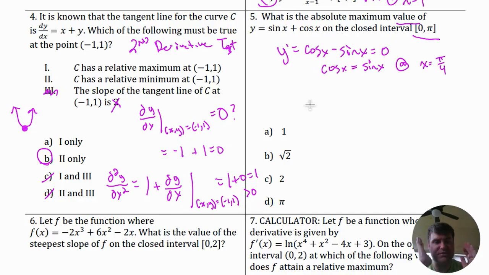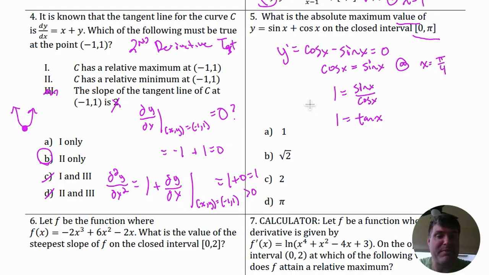If you're like, wait, I still didn't get that, here's another way for you. If you divide both sides by cosine, you're going to get 1 equals sine over cosine, which is also tangent. So when does tangent equal 1? At pi over 4, not at 3 pi over 4, that's -1. At 5 pi over 4, but 5 pi over 4 is outside the bounds.